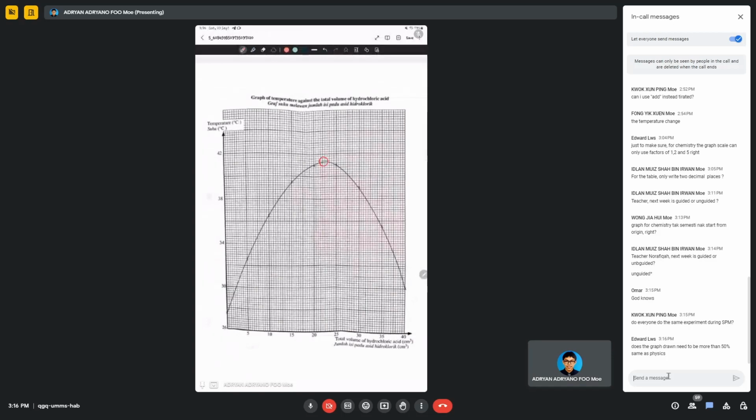Maximum point. Ini soalan end point kan? Dia tanya value maximum point tu sebenarnya apa? So jawapan dia end point dia lah. Jawapan dia ialah end point.